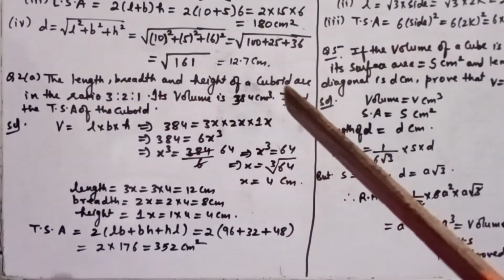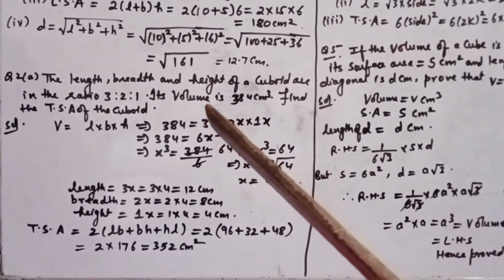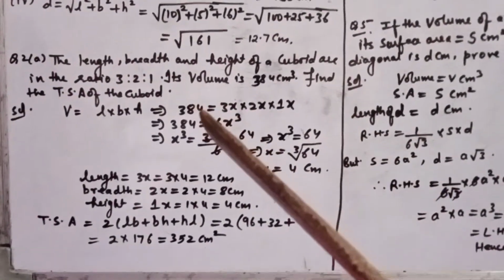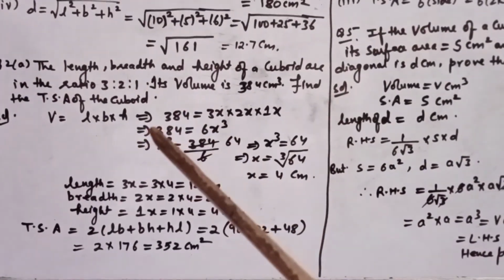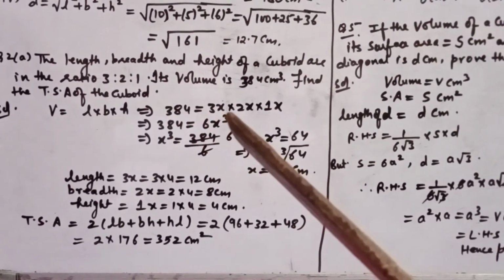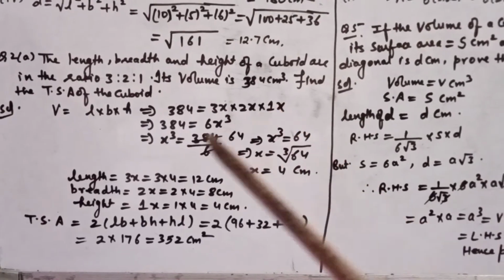Now question number 2. The length, breadth and height of a cuboid are in the ratio 3:2:1. Its volume is 384 centimeter cube. Find the total surface area of the cuboid. Volume is equal to length into breadth into height. Volume is given 384, which is equal to 3x into 2x into 1x.